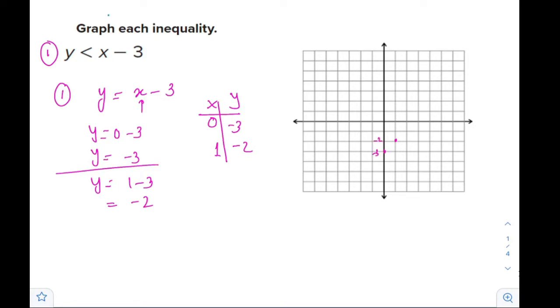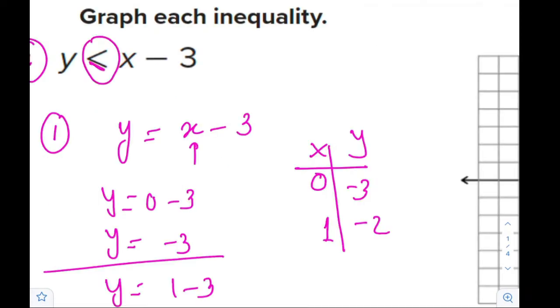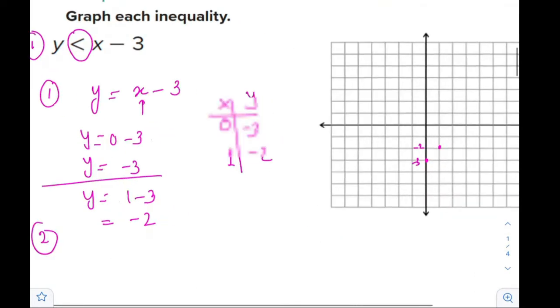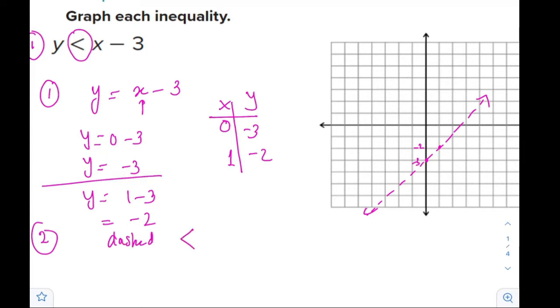Now, before we graph, let's check the inequality. Does it have an equal sign? No, it does not have an equal sign. So our line will be dashed. We will graph with a dashed line. And this is dashed because it's less than only, there is no equal sign.